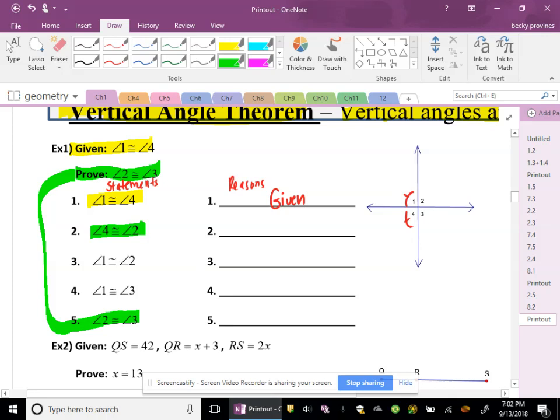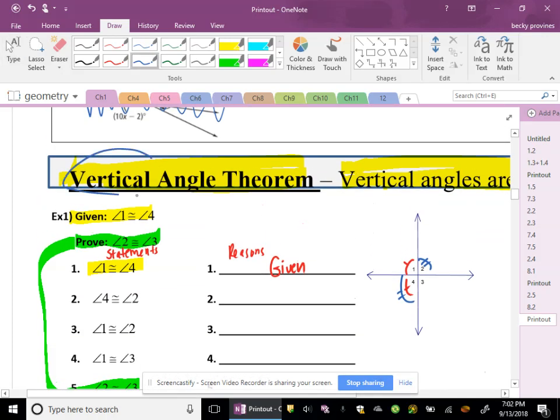Now, step number 2, you look at it and some people are like, I have no idea. Well, when you have no idea, you need a plan. So my plan is, if I don't know, I'm going to look at the picture. How do I know angle 2 and angle 4 are congruent? What kind of angles are they? We just talked about it. Didn't we talk about it right above this problem? Right up here. Aren't those vertical?